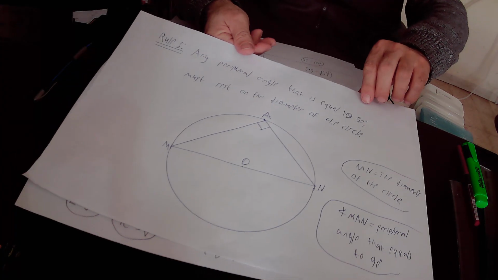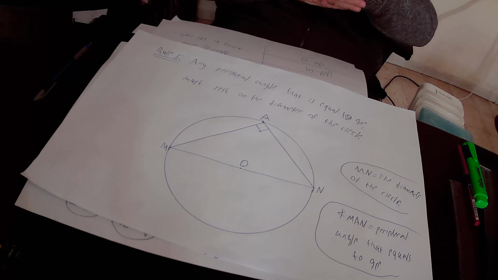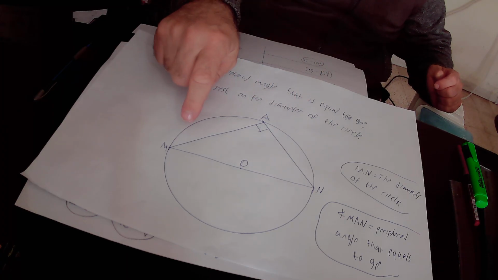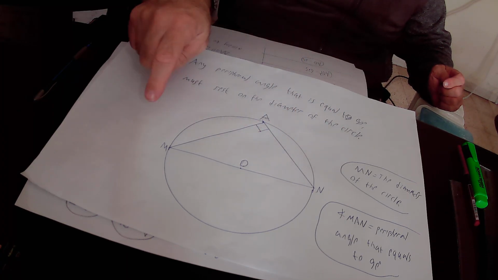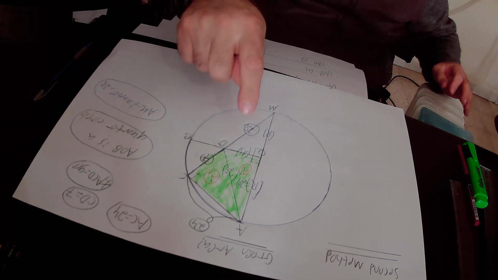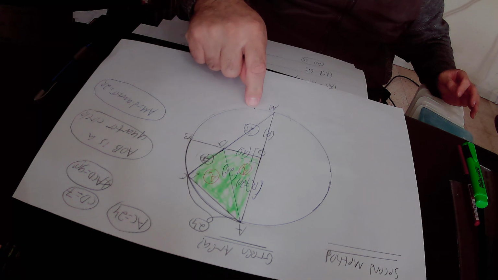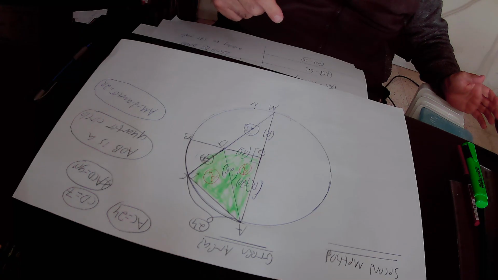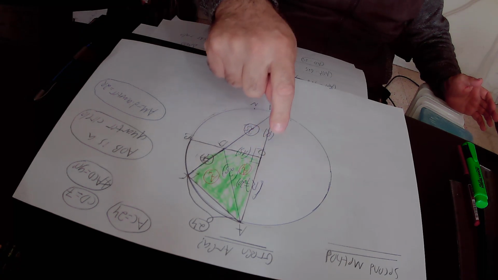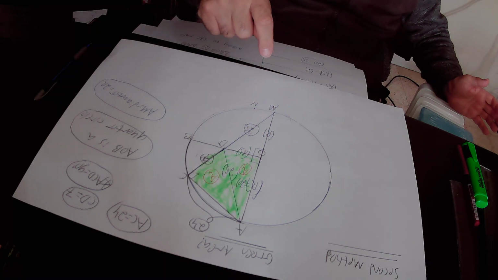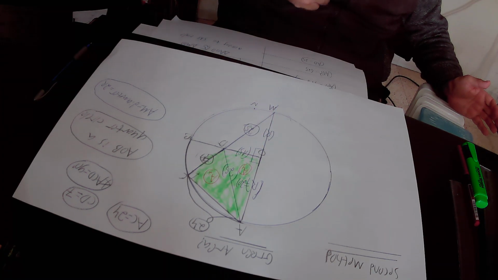According to rule number 5, any peripheral angle that is equal to 90 degrees must rest on the diameter of the circle. Here, peripheral angle MAN equals 90 degrees, and therefore it rests on MN, that is the diameter of the circle. And according to rule number 5, this peripheral angle ACN that is equal to 90 degrees must rest on AM. But actually it doesn't rest on AM, that is the diameter of the circle, but it rests on chord AN, that is not the diameter of the circle. It contradicts rule number 5.